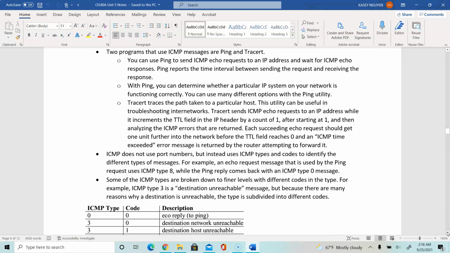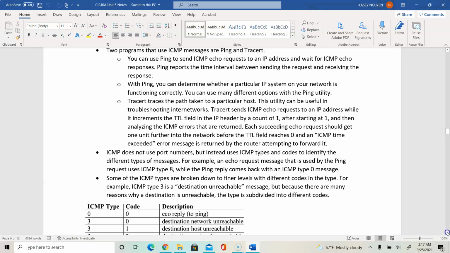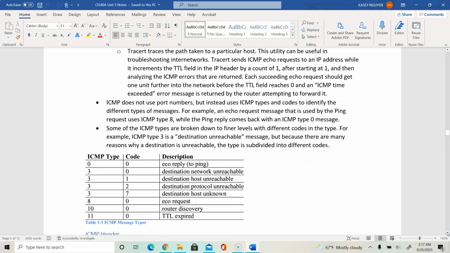ICMP does not use port numbers, but it uses codes to identify the type of messages that it's sending. Some of the ICMP types are broken down into different codes. So type 3 can be destination unreachable. That would then be used as part of the error message submitted to the sending system. So here there would be a list of different ICMP codes: 0 for echo reply for ping, 3 for destination network unreachable, 3,1 there will be destination host unreachable also. That will be subpart 2 to the 3. And so with the 3 is where you would see that host is unknown or unreachable.